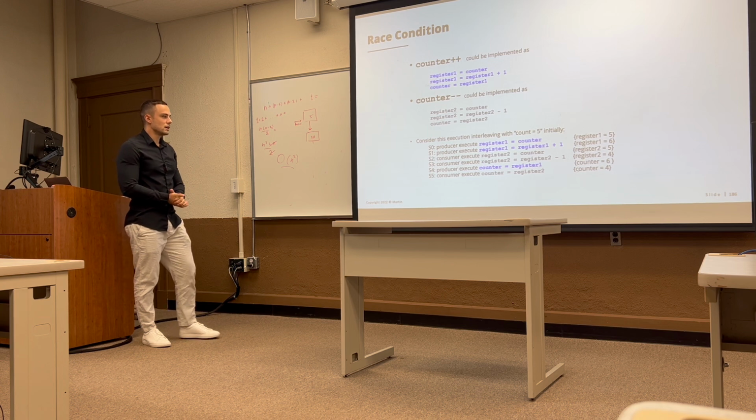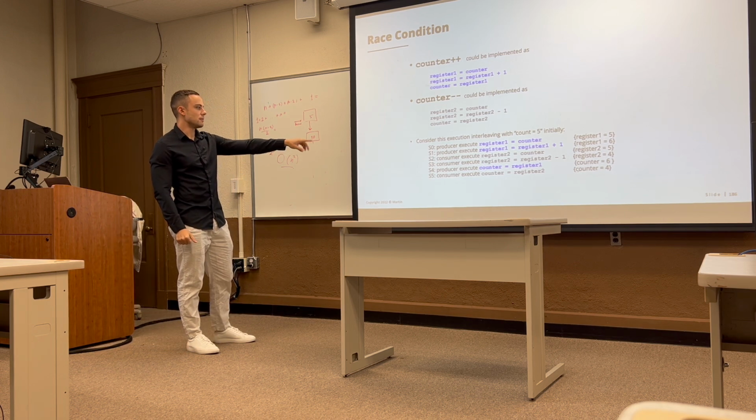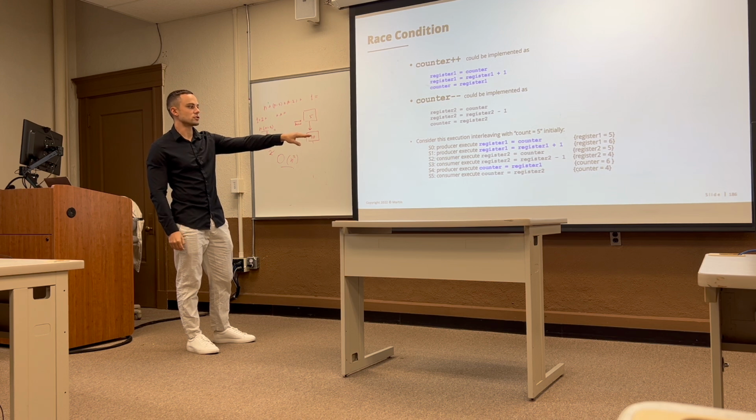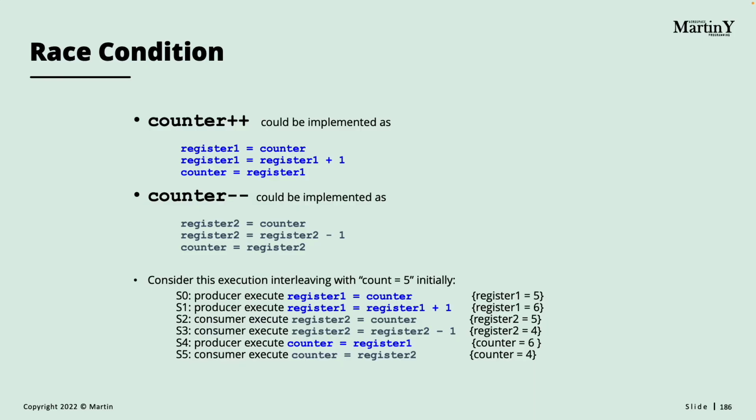So then, if we have code that is firstly making the counter value equal to register 1, okay, then our counter will be equal to 6. And after that, let's say the other thread is saying, okay, counter equals register 2. Then the first result will be overwritten, and our counter now will be 4.